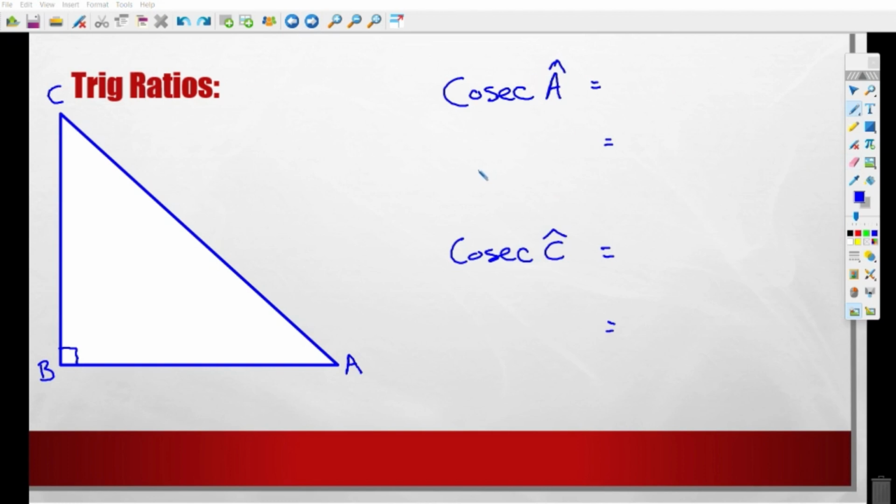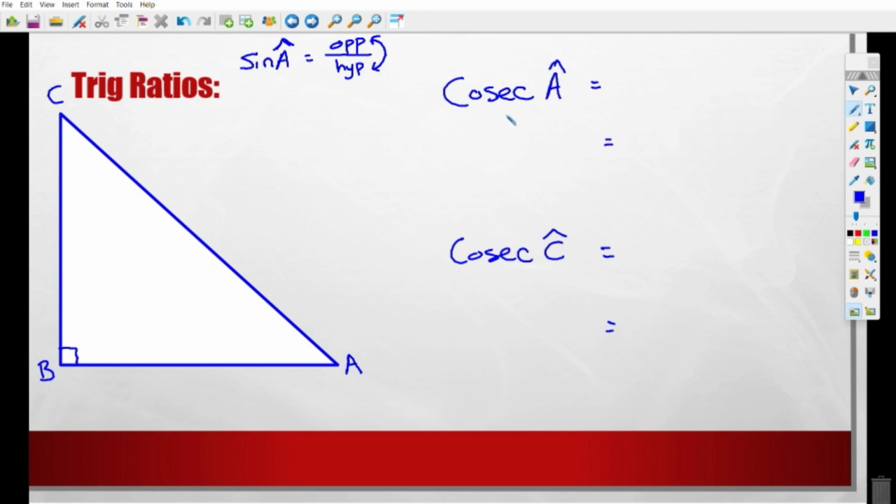Reciprocal just means I'm going to switch things. Okay, so let's say sine of A. Remember, sine always has an angle attached to it, and so do cos, tan, cosec, sec and cot. Sine we said is opposite over hypotenuse. Reciprocal just means that I'm going to switch the top with the bottom.